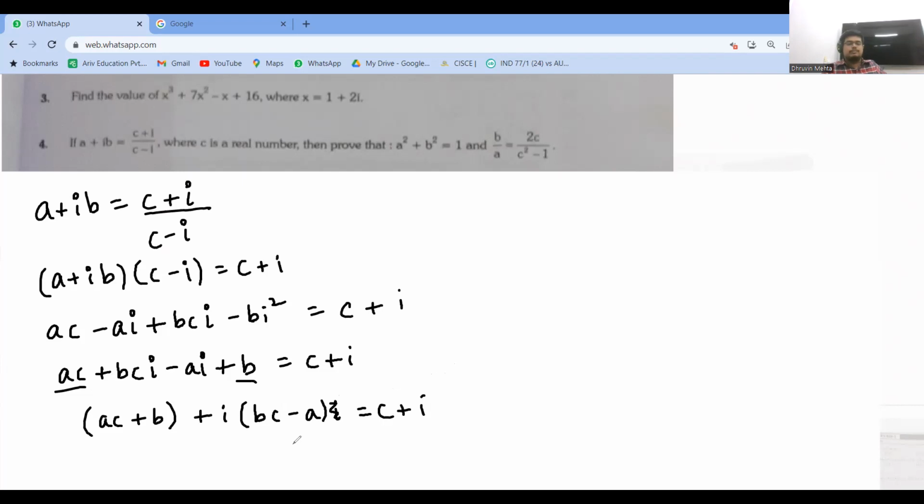Yeah. So now you just have to compare LHS and RHS. So this is the real part. Real part will be compared with real part. So we get AC plus B is equal to C. ठीक है? And we have the second one, which is BC minus A is equal to 1. हाँ.